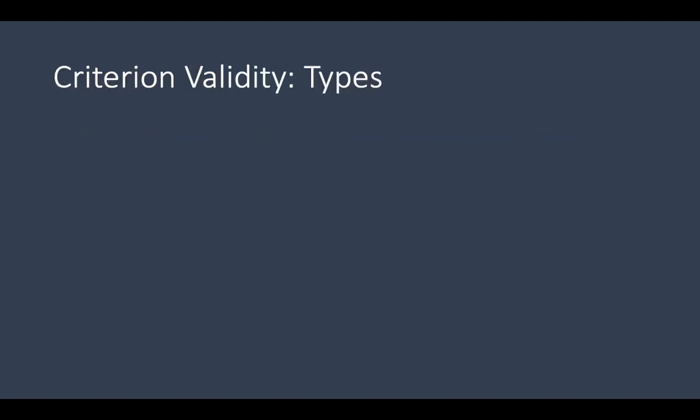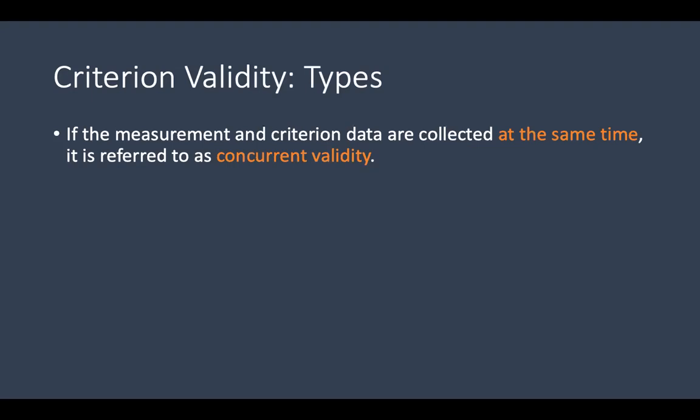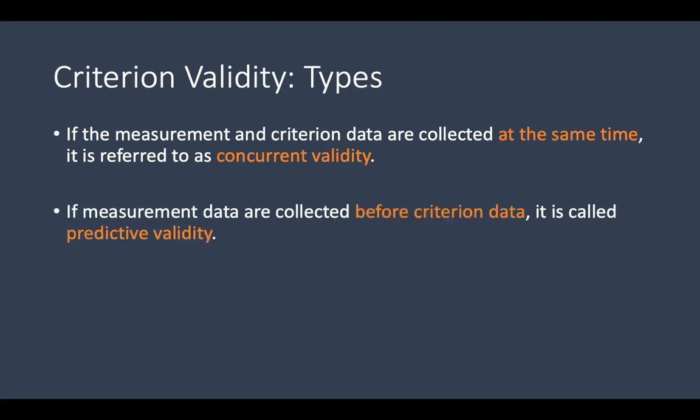And there are different types of criterion validity. If the measurement and the criteria are collected at the same time, it's called concurrent validity. If it's collected at different times, with the measurement collected before the criteria, not necessarily behavior criteria, it is called predictive validity.